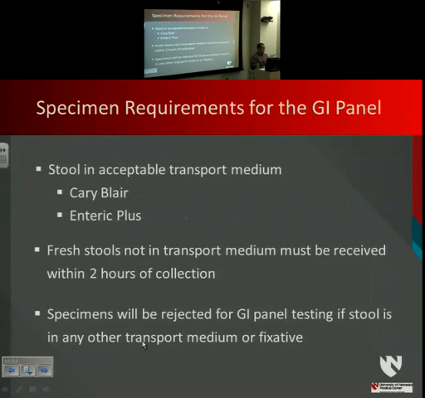Acceptable specimens for GI panel testing include fresh stool, if received within 2 hours of collection, and stool in Cary-Blair or Enteric Plus transport medium. Fresh stool specimens not received within 2 hours of collection or stool specimens in any other transport medium or fixative will be rejected for GI panel testing.